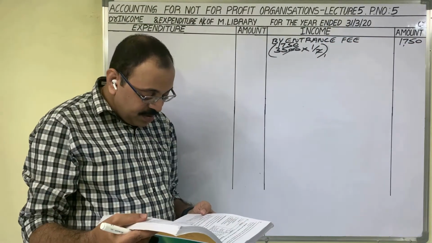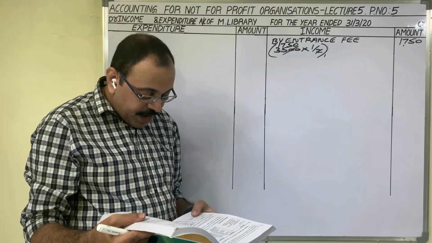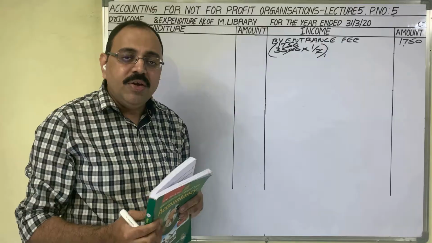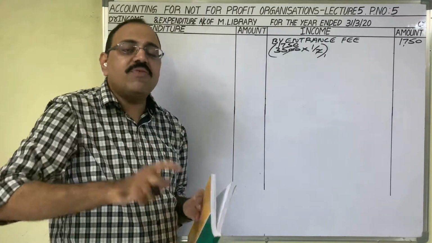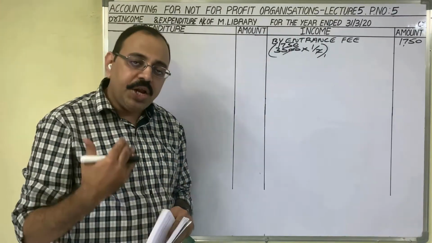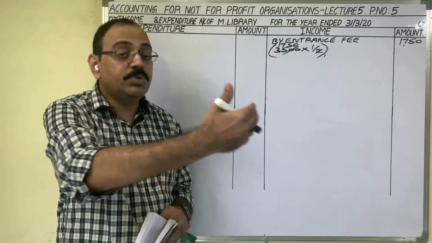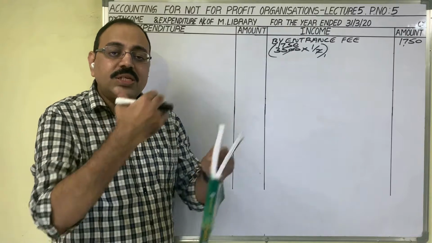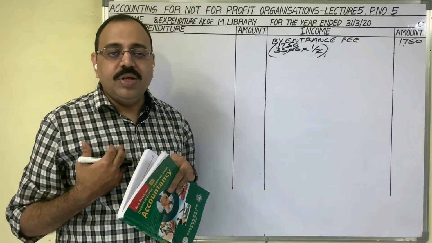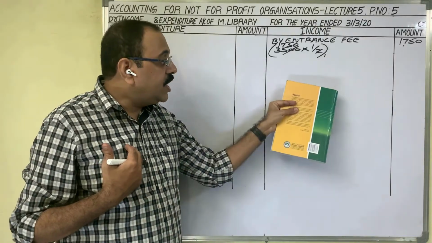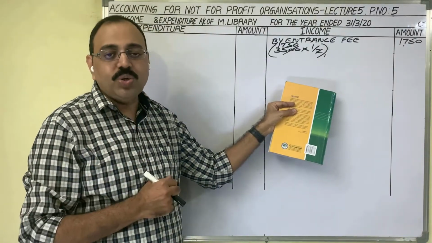Next, debit side, subscriptions 18,500 rupees. Subscription means when any member joins our organization, to continue his membership regularly, he has to pay subscription income to the firm. So this is a regular receipt to the firm, meaning revenue receipt. Therefore, on the credit side of the income and expenditure account, we have to show this amount.